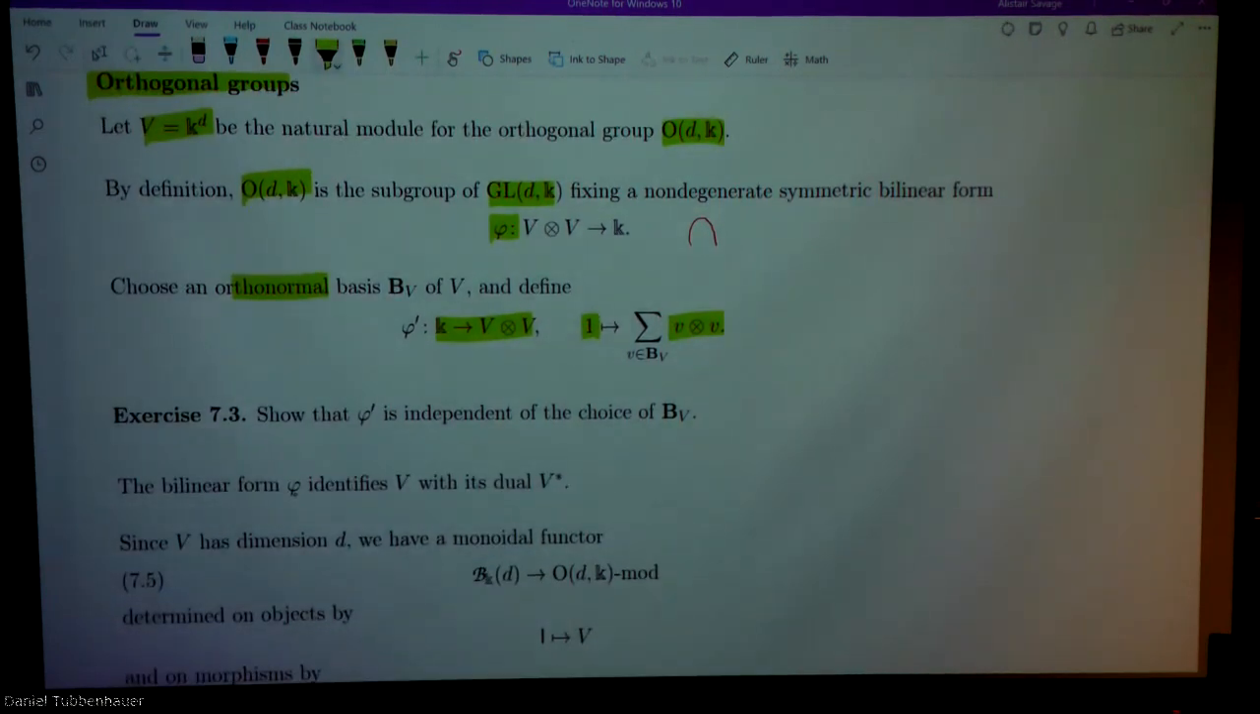Okay, so this bilinear form identifies V with its dual. Now, a priori, it identifies V with its dual just as a vector space. But because your orthogonal group, by definition, is a subgroup that fixes this form, it also identifies it as a module over the orthogonal group. So this bilinear form is a homomorphism of modules.